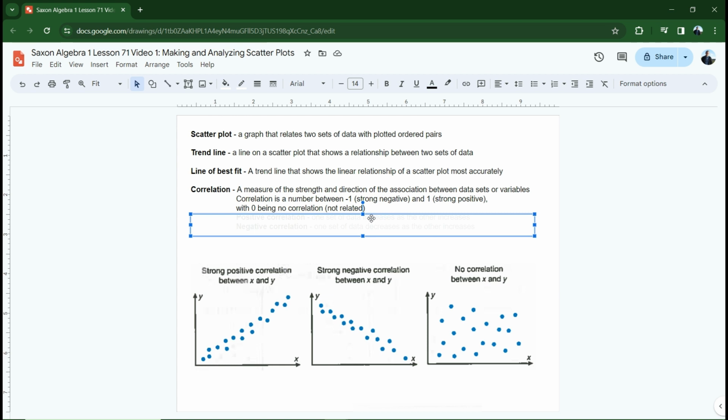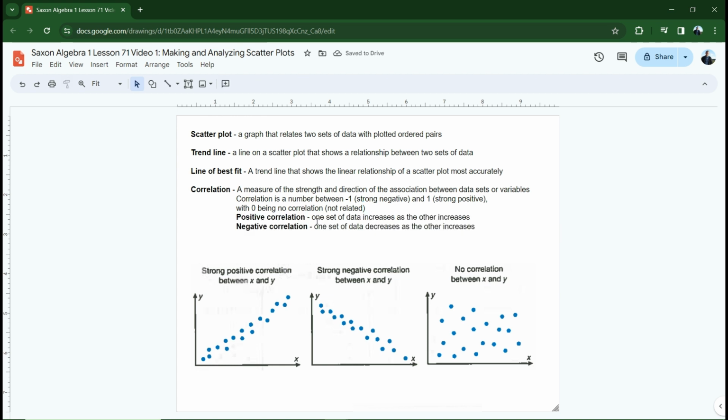All right, to repeat, a positive correlation means that one data set increases as the other increases. Strong positive correlation means the graph looks like it's obviously an increasing line. It's not super spread out. Negative correlation means as one set of data increases, the other decreases. And again, a strong negative correlation means it's an obvious line with a negative slope. This would be a strong negative correlation. No correlation, the variables are not related to each other.